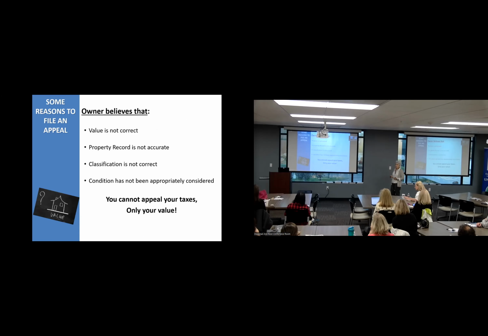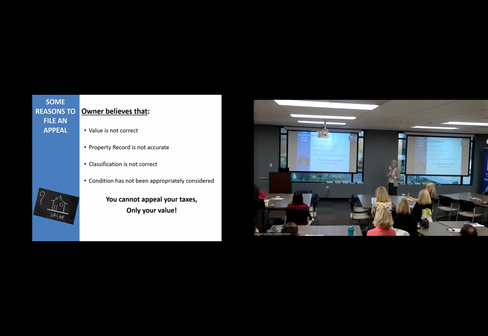Some reasons to appeal, and there's lots of them. But the big ones are, I feel my value is incorrect. My property record is incorrect. And we put information about the property record, your bedroom count, your bathroom count, your square footage, all out on our website for review, but certainly you can call in and have the person on the phone or come in person and we'll review that with the property owner or with you.